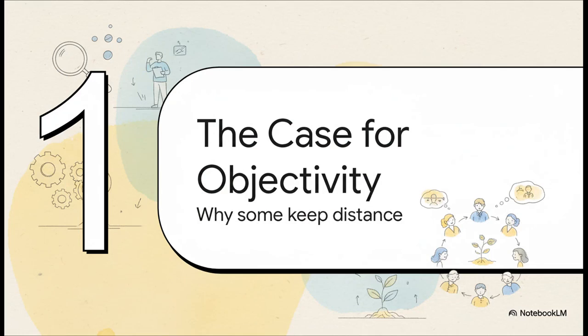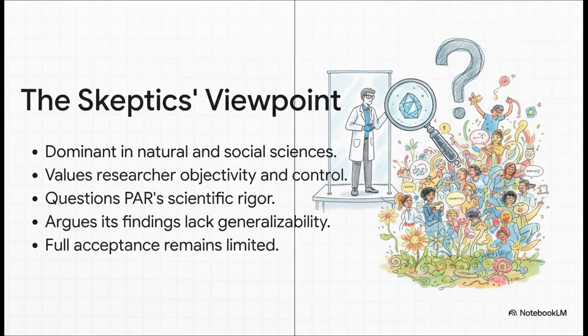So, to really get why PAR is so different, we first have to understand the traditional way of thinking, the one that's been dominant in science for a very long time. And that's the case for objectivity. Okay, so this is where it gets really interesting. For a long time, the gold standard in science has been this idea that you have to be distant. You have to be objective. The researcher needs to be in control of the situation to make sure the results are pure.